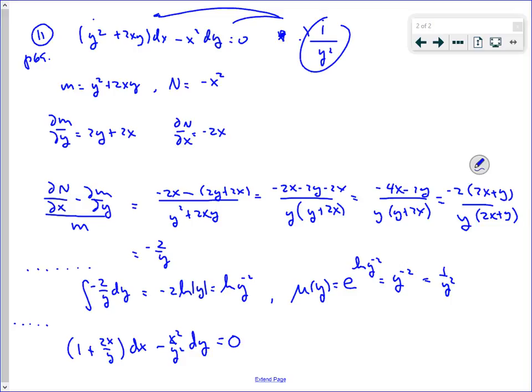Now you can check this, but now this expression is exact. The derivative of the parenthesis term here in front of the dx is negative 2x over y squared. We take the partial with respect to y. The expression in front of dy, when you take the partial with respect to x, it's negative 2x over y squared. So this is exact. And I'll extend the page because we're about done.